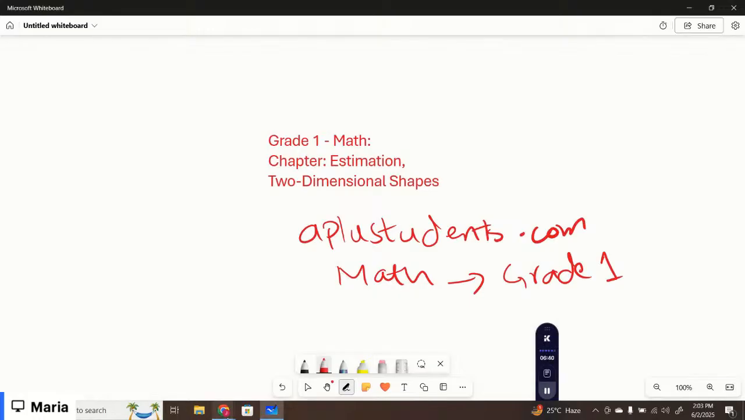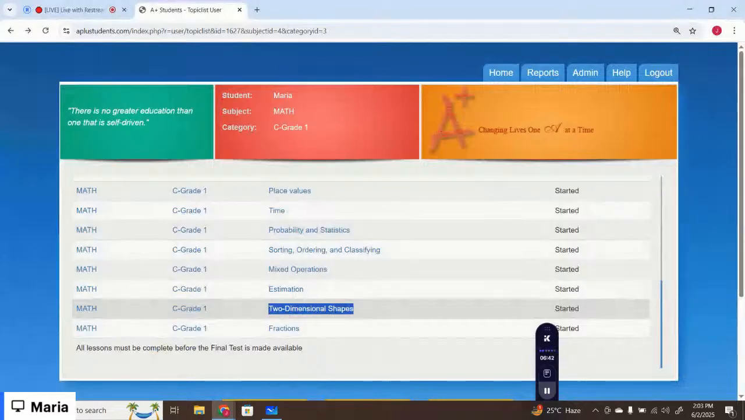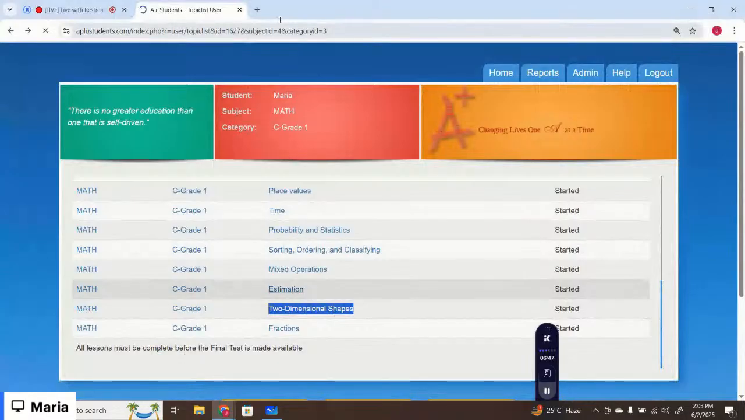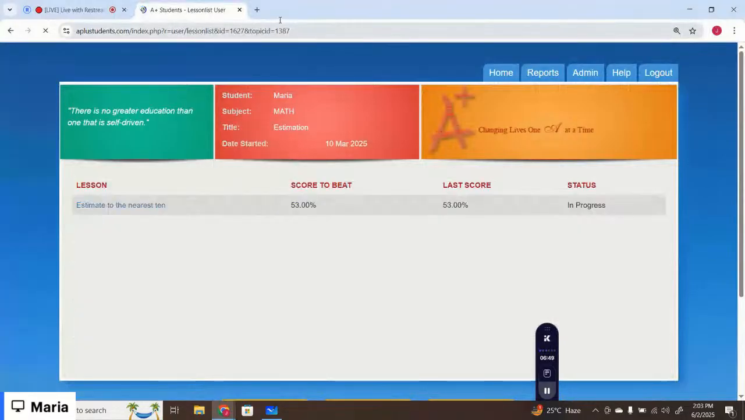Okay, here I'm on grade one. We're going to start with the chapter estimation. So let's just start with the lesson that is distinguish, estimate and test. So let's just start with the lesson.